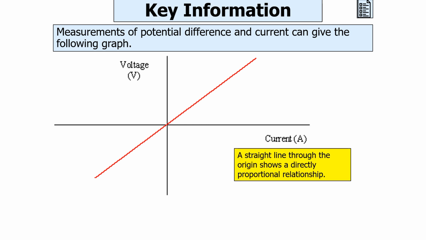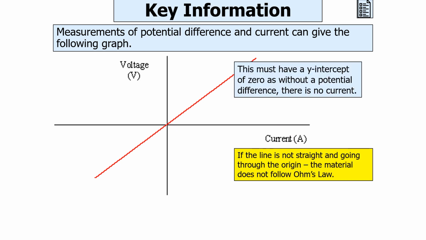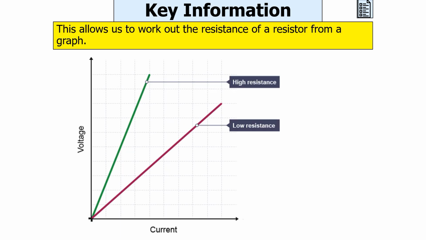So a straight line through the origin shows a directly proportional relationship. In this instance, current and potential difference are directly proportional. Now, if the line is not straight and going through the origin, the material does not follow Ohm's law. So this graph allows us to work out the resistance of a resistor.